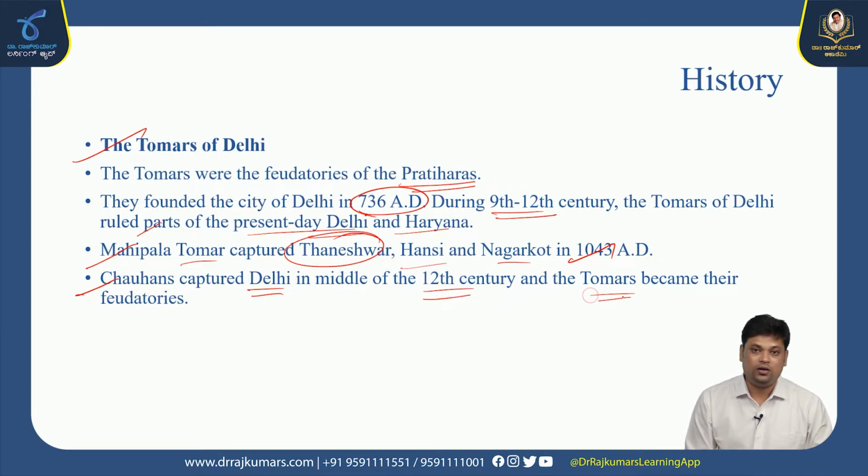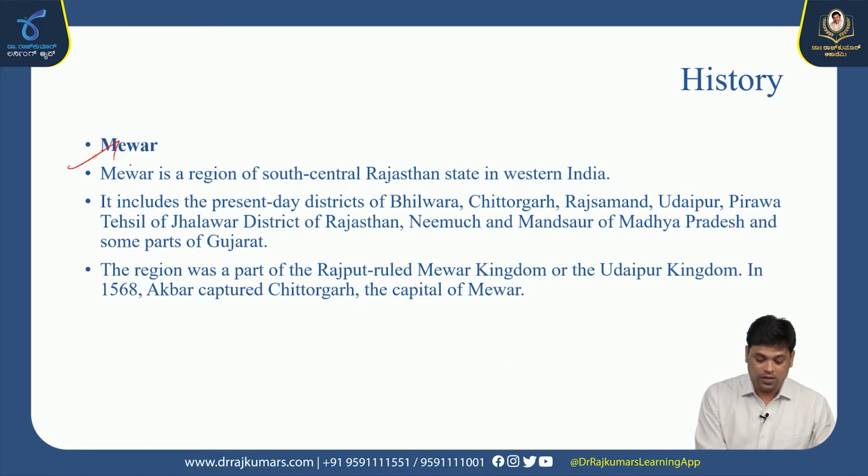So in this slide, you need to understand the foundation of Delhi city by the Tomars. They were feudatory chiefs of the Pratiharas, and Delhi city was founded in the year 736 AD. Mewar is a region of south central Rajasthan in western India.